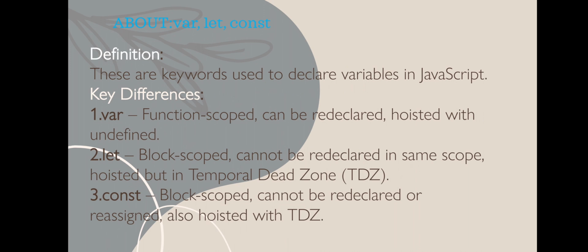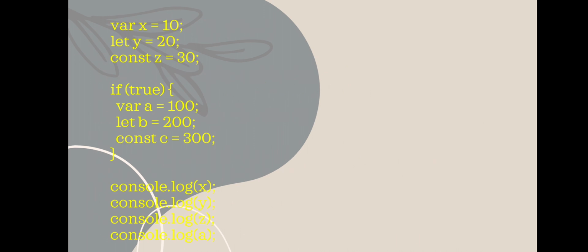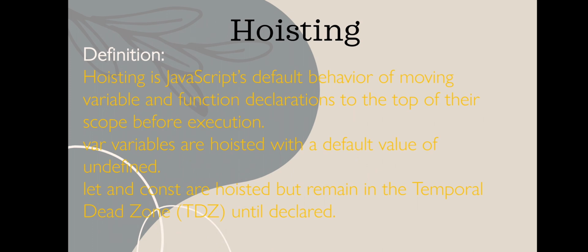Var is function scoped and can be redeclared, hoisted with undefined. Let is block scoped, cannot be redeclared in the same scope, hoisted but in the temporal dead zone. And const is block scoped, cannot be redeclared or reassigned, also hoisted with TDZ. Here is a basic example of how var x, let y, and const z are declared.